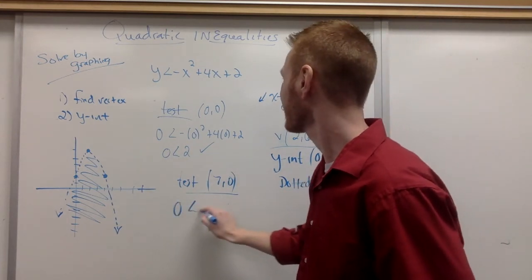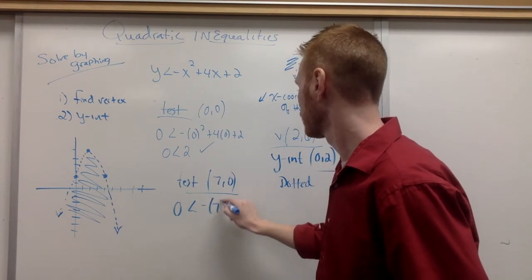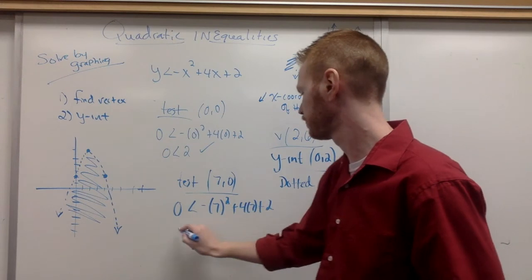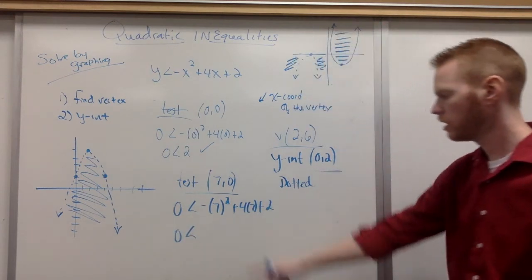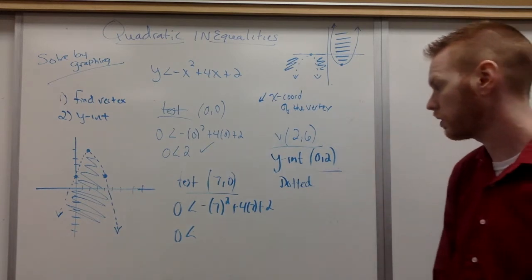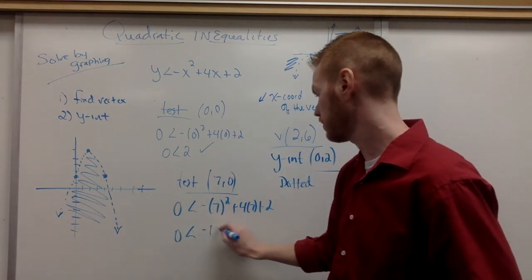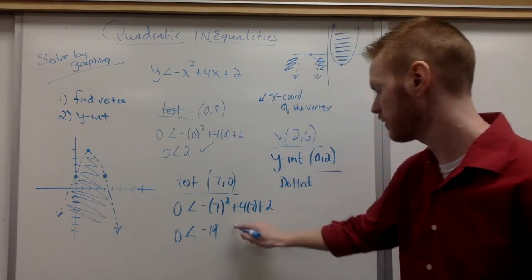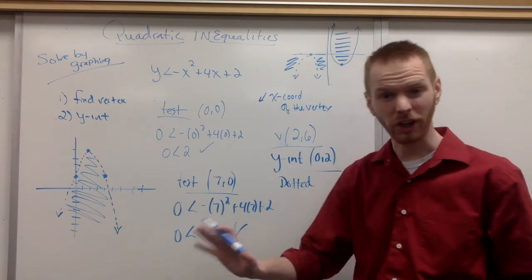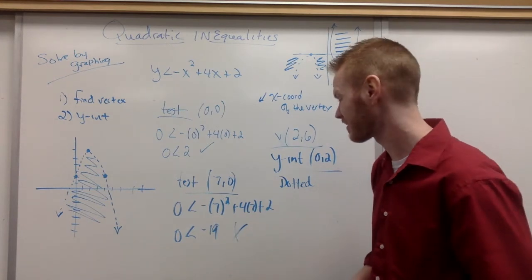We have 0 less than negative 7 squared plus 4 times 7 plus 2. We get negative 49 plus 28 would be negative 21 plus 2, so negative 19. Is 0 less than negative 19? No, it's not. Okay, so we're good. This is going to work out for us.